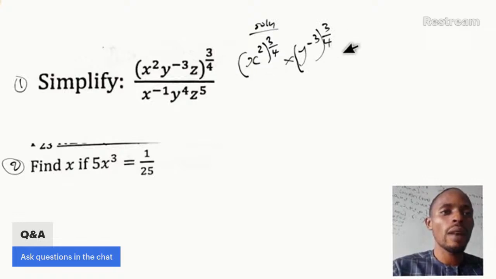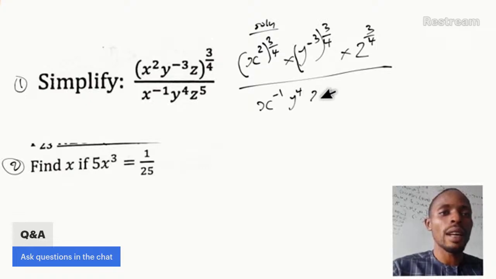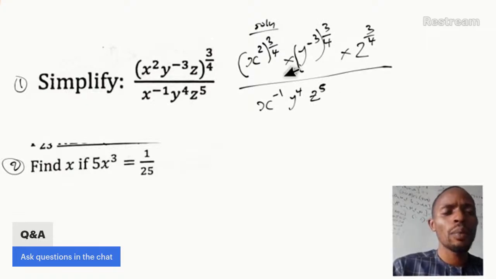And the next one we have z. Z does not raise power of anything here, so z raised power of 3 over 4. So everything divided by s raised power of minus 1, y raised power of 4 and z raised power of 5. So in this place now, if you open this bracket, these 2 can cancel, 2 goes in 4 here.